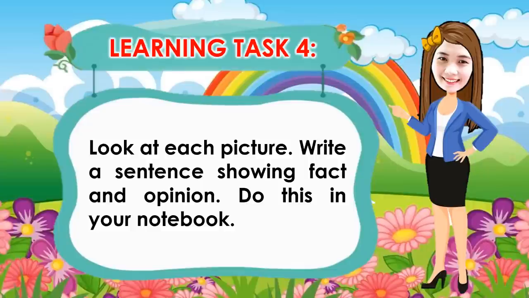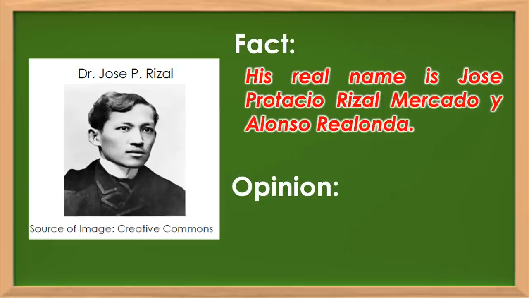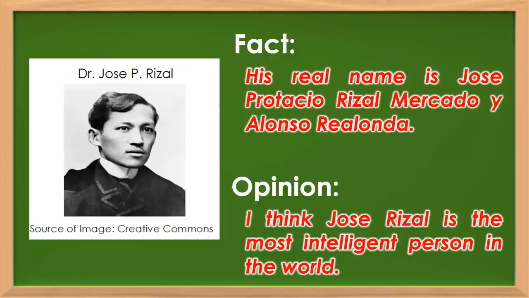Look at each picture. Write a sentence showing fact and opinion. Do this in your notebook. Possible answer. Fact. His real name is Jose Protasio Rizal Mercado y Alonso Rialonda. Opinion. I think Jose Rizal is the most intelligent person in the world.